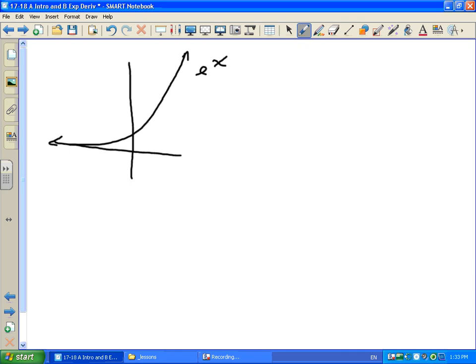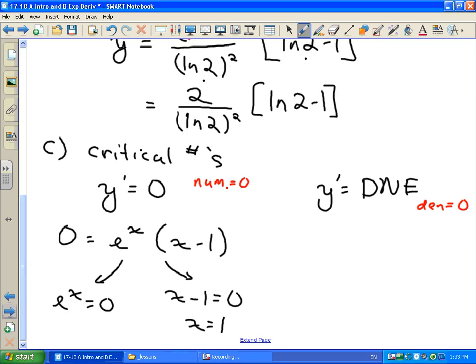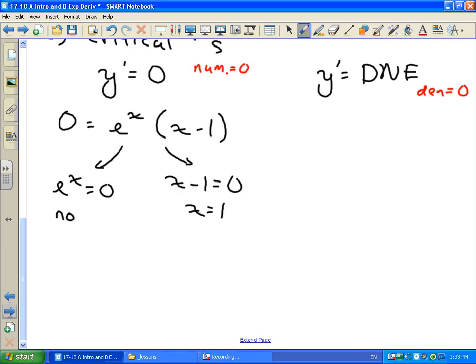Okay? It has a horizontal asymptote at y equals 0. So this thing approaches y equals 0, but it never quite reaches it. So it's never going to take on a value of 0. So if we get something like this, e to the x equals 0, we can just say that there is no solution to this. Okay? And if we want, we can cross it out to remind ourselves that that's not a critical point.